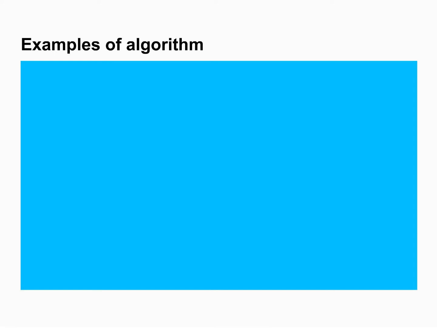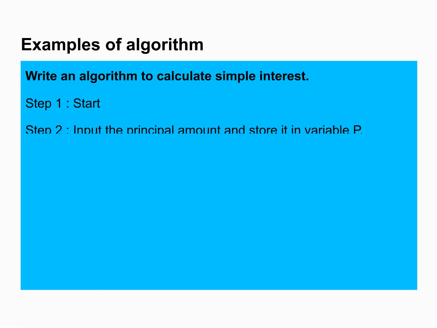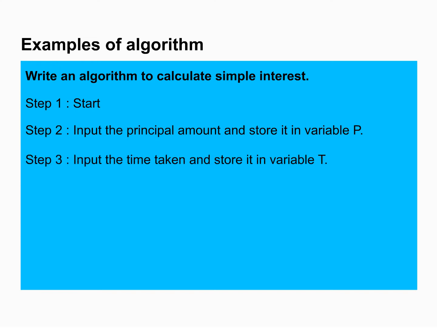Examples of algorithm. Write an algorithm to calculate simple interest. Step 1, start. Step 2, input the principal amount and store it in variable P. Step 3, input the time taken and store it in variable T. Step 4, input the rate percentage and store it in variable R.